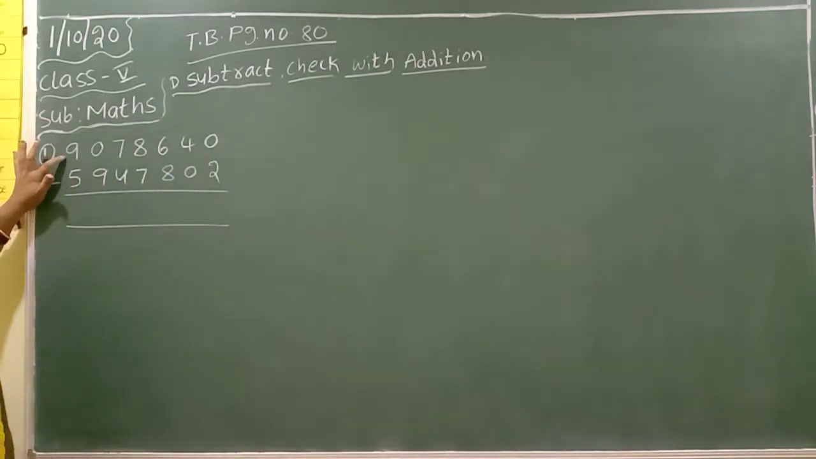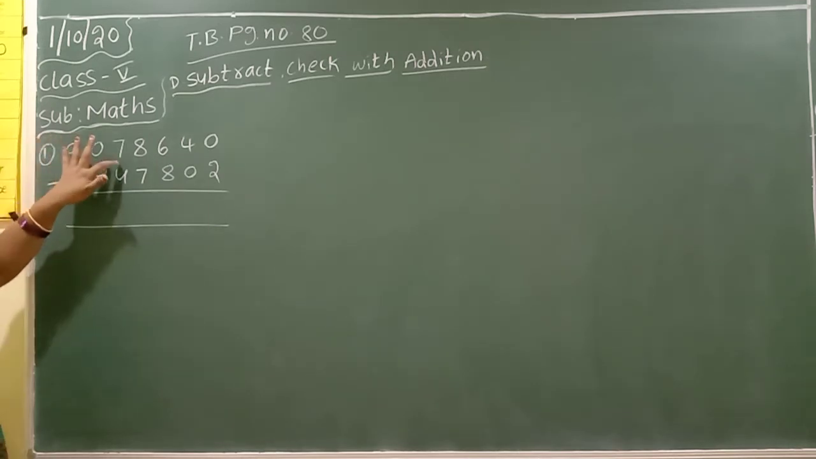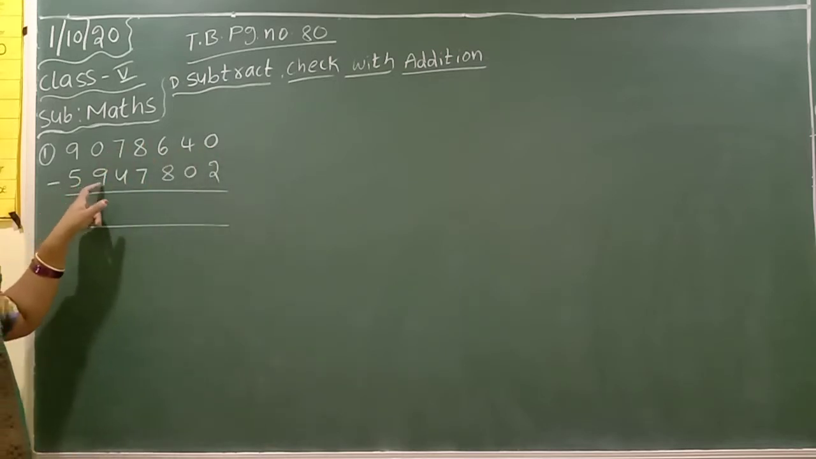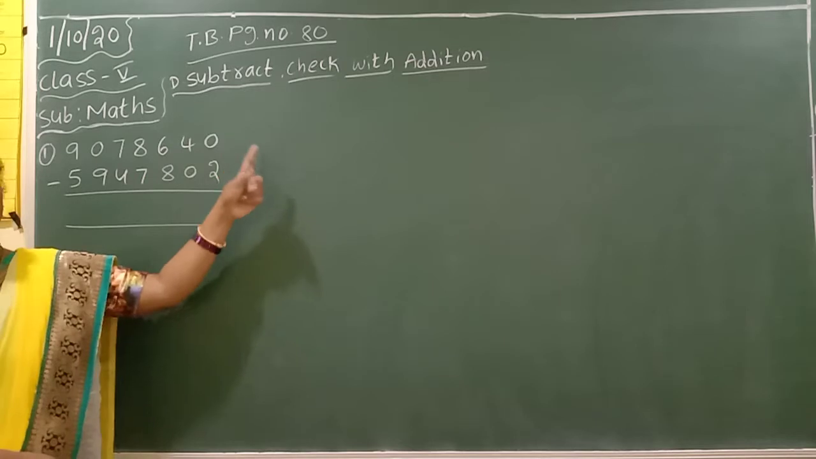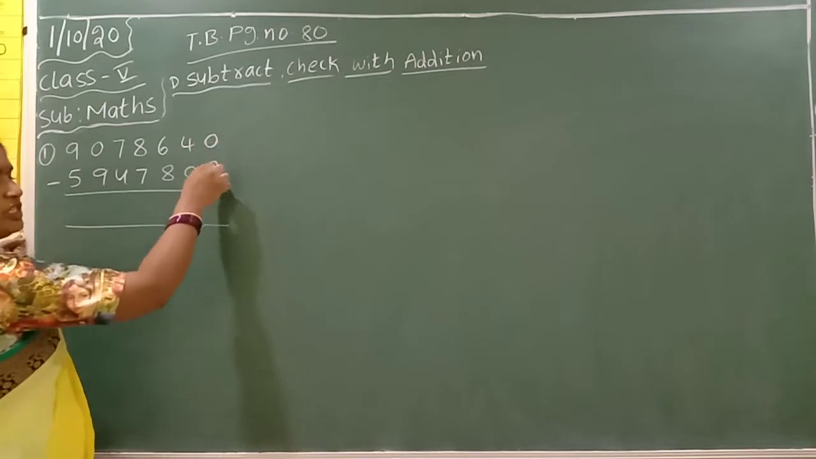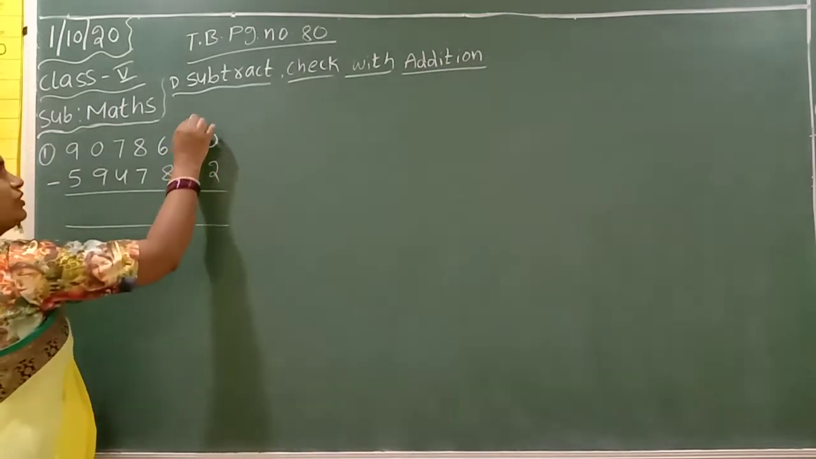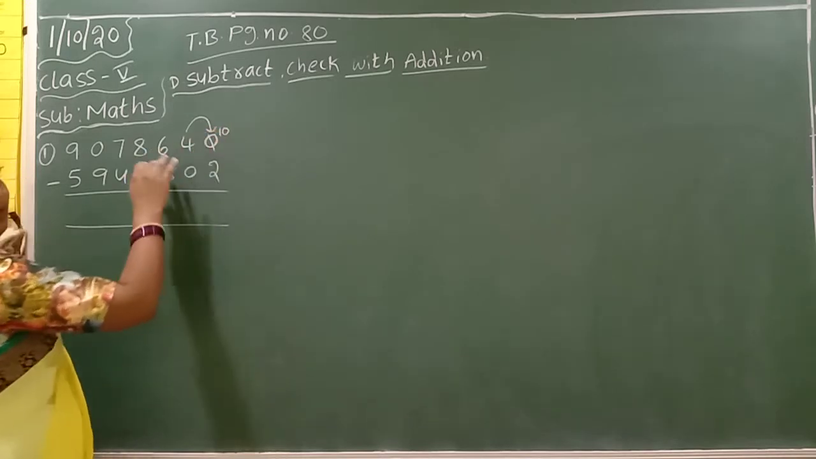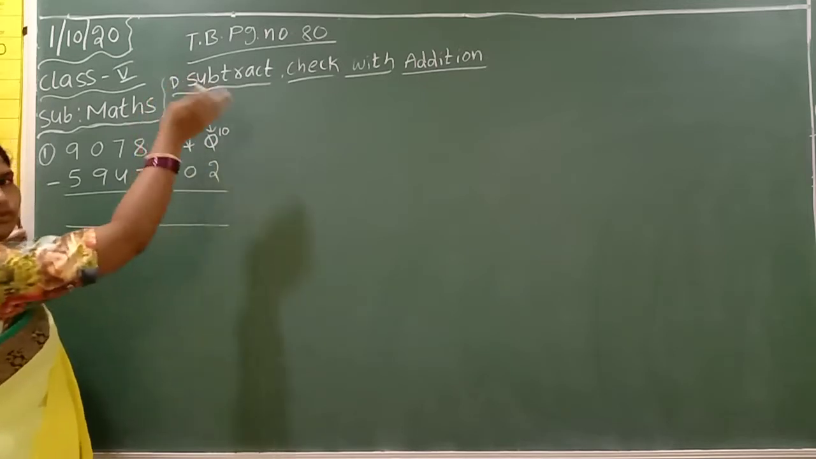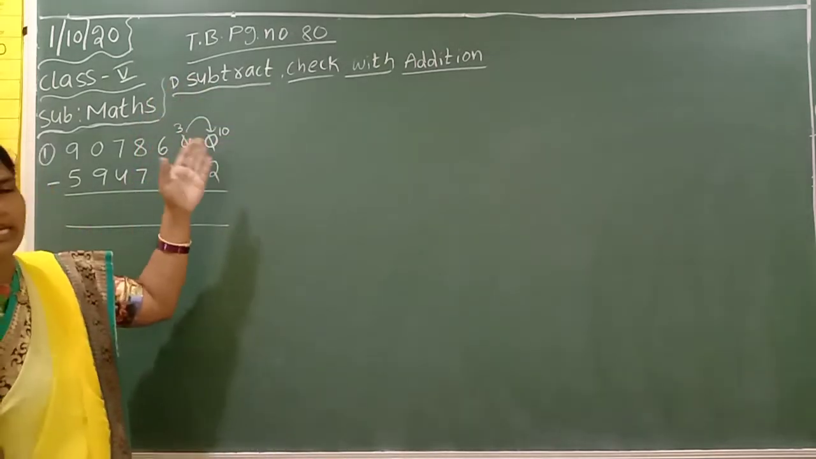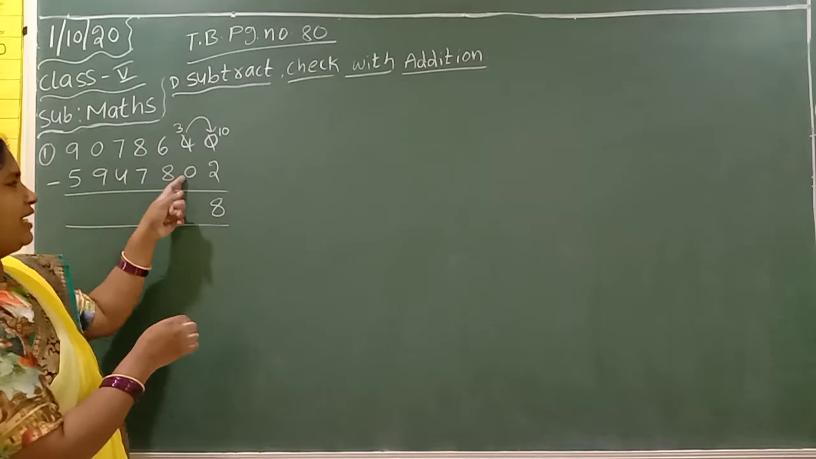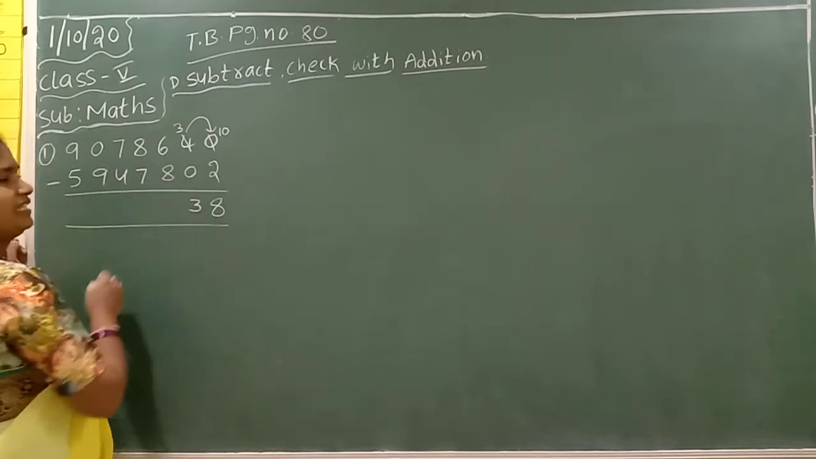The given number is 90 lakhs 78,640 and we have to subtract 59 lakhs 47,802. First of all, do the normal subtraction. 0 minus 2 is possible? Not possible. So you have to take a borrow from the next place. We are taking 1 from here, so here it becomes 10. Here 3 remains, because 4 gave 1 to the ones place. 10 minus 2, 8 remains. 3 minus 0, 3 remains.